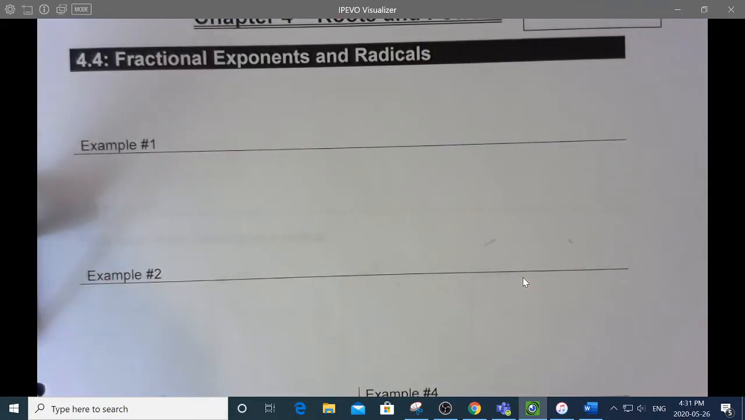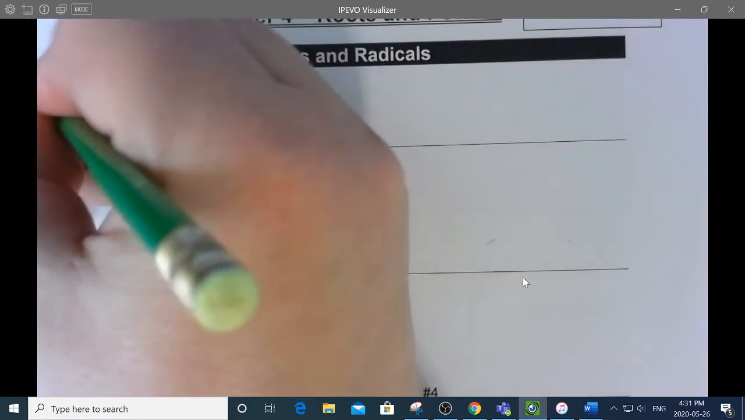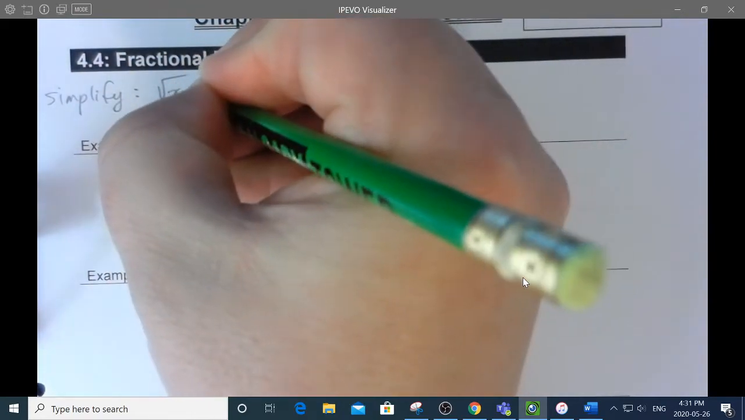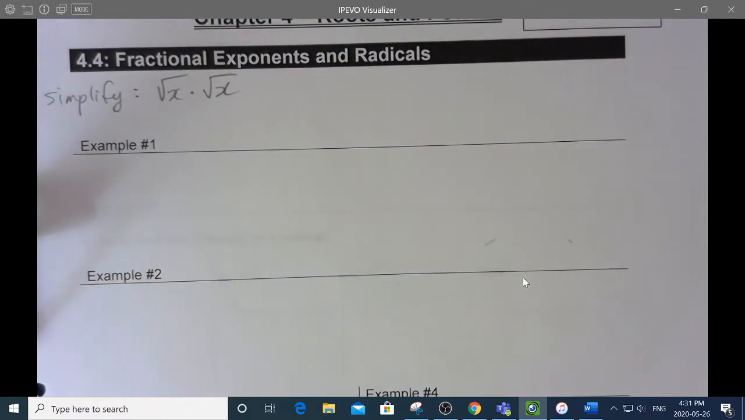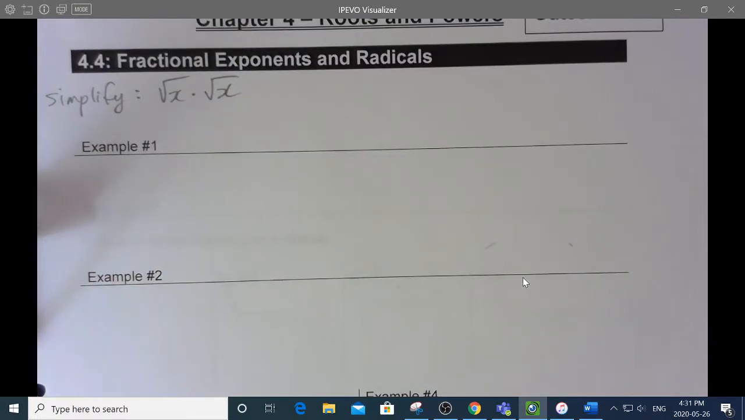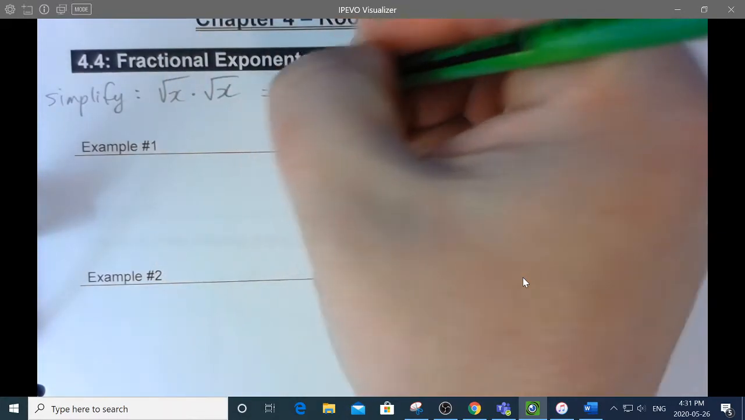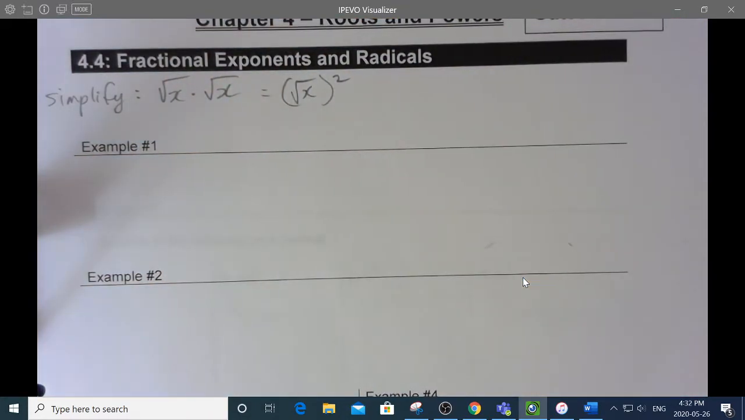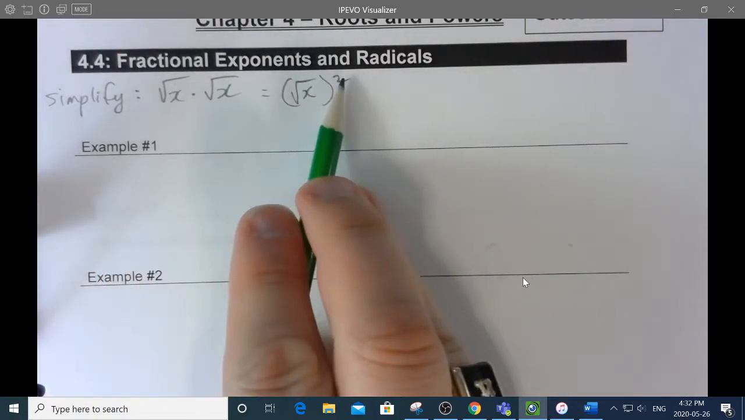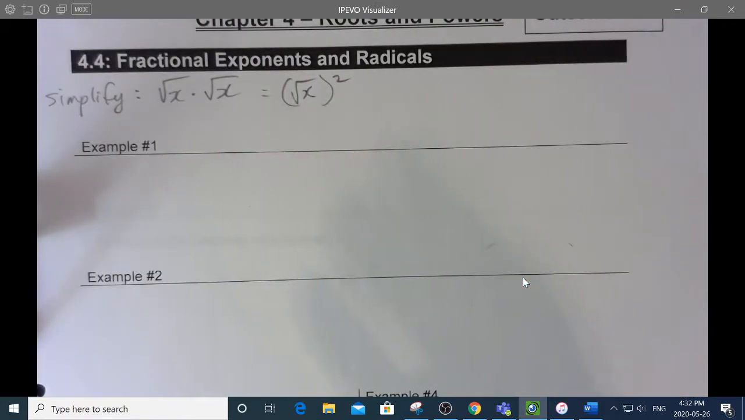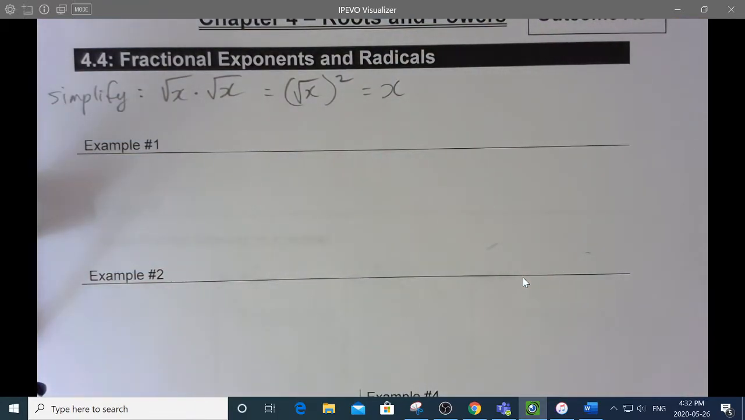For example 1, let's simplify the square root of x times the square root of x. What would that be? Well, it's actually the same thing as saying the square root of x squared, right? Remember, anything times itself is being squared. And if you think of square root and squares as opposite operations, it should totally make sense to you that the answer to this is x, right?